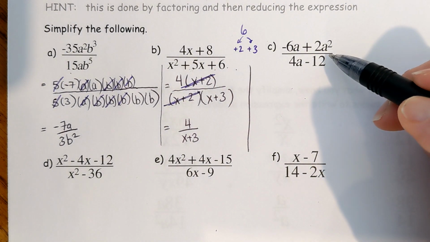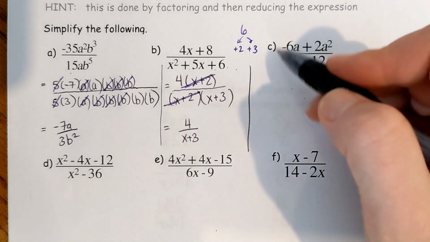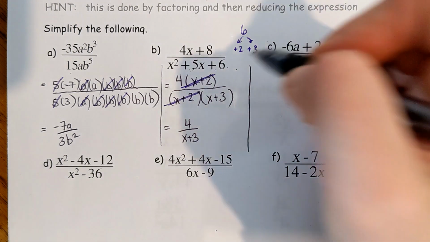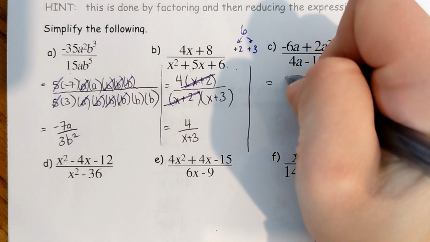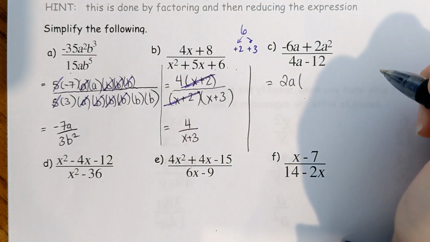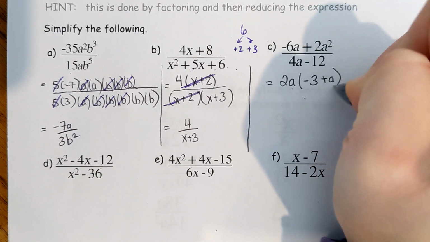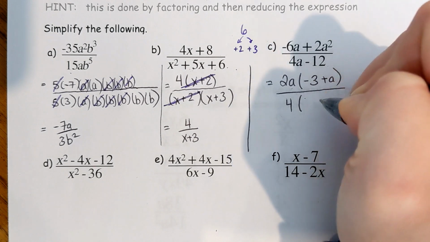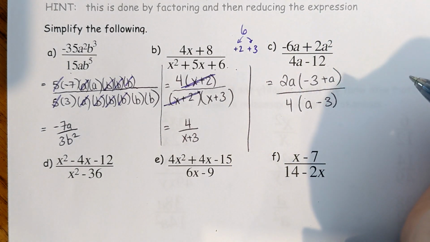Negative 6a plus 2a squared on the top. So I'm going to start again with my factoring thinking process. I'm looking for common factors first. So I've got a common factor of 2a on the top. That's going to leave me with negative 3 plus a in the bracket. And on the bottom, I have a common factor of 4. That's going to leave me with a minus 3 on the bottom.